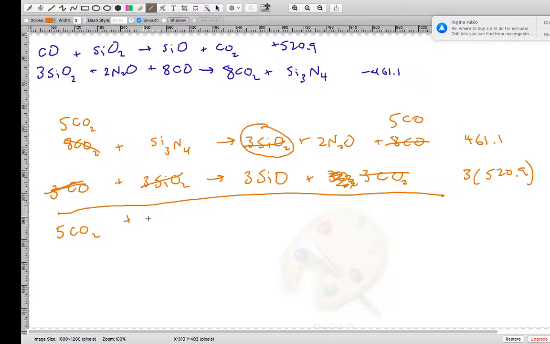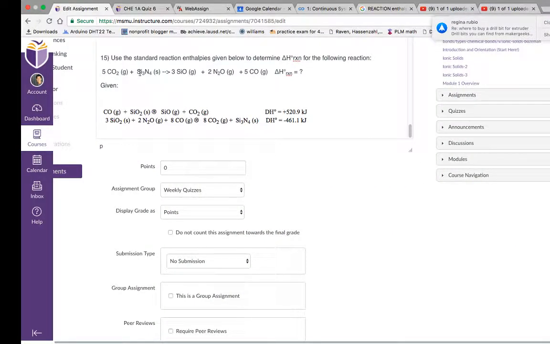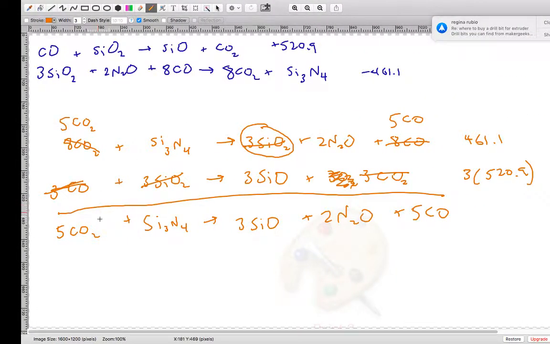This is the silicon nitride. This is the 3 SiO. This is the 2 N2Os. This is the 5 COs. Is that the target equation? 5 silicon nitride, 3, 2, 5. Yes, that is the target equation.